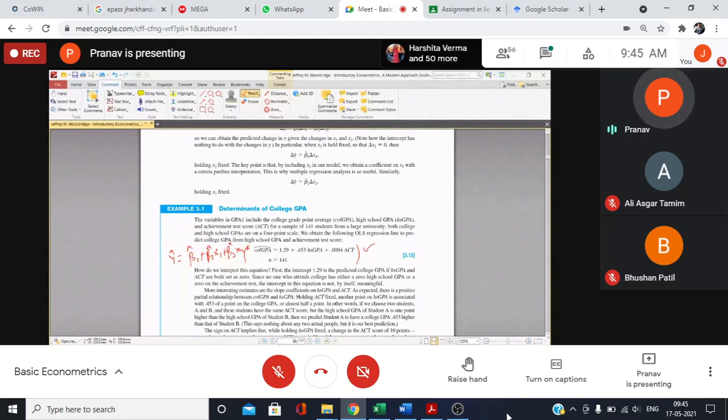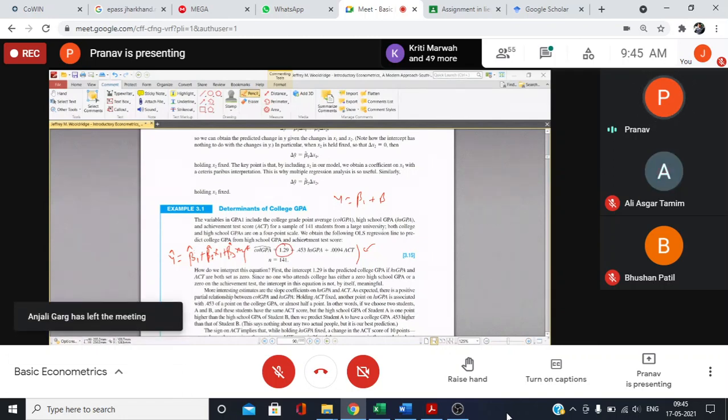So the population regression function in this case, you simply write y equals beta 1 plus beta 2 x1 plus beta 3 x2 plus u. And then we try to estimate these beta 1, beta 2, beta 3. So here they've already estimated them: 1.29, 0.453, and 0.0094. So these are the estimated coefficients that they have obtained.